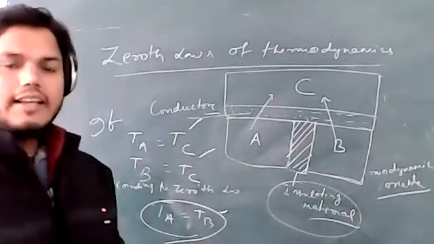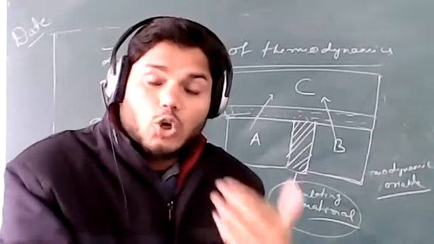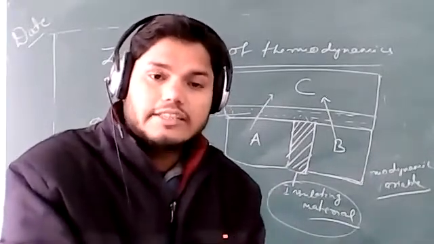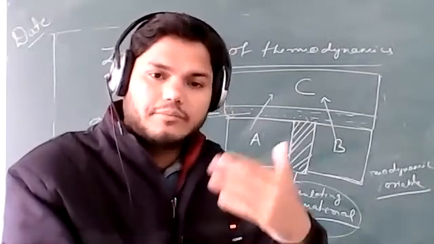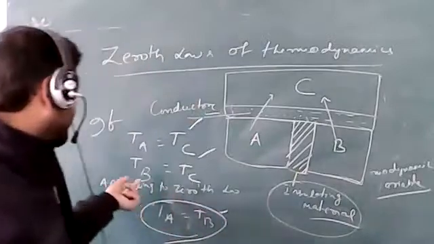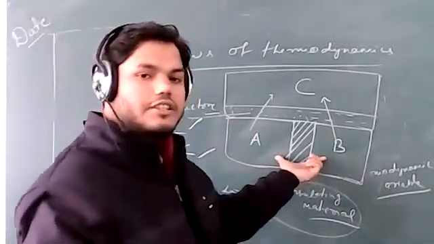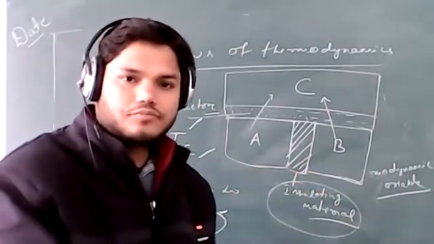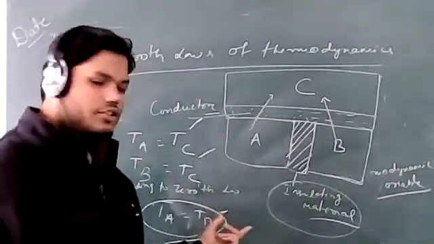I am again repeating. If the two systems A and B are separately in thermal equilibrium with system C, then system A and system B are in thermal equilibrium with each other. This law is called the zeroth law.